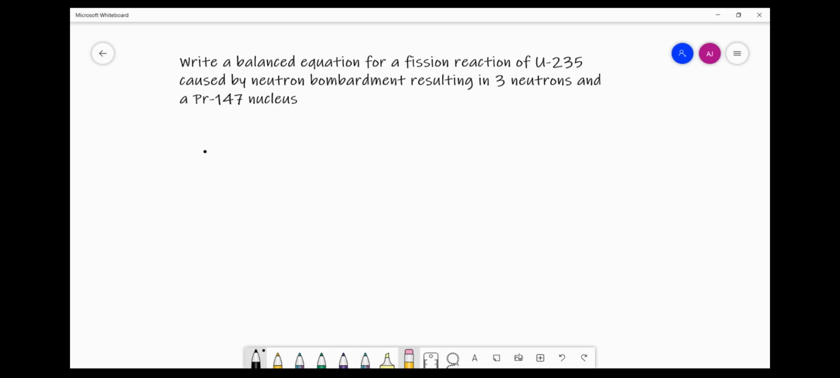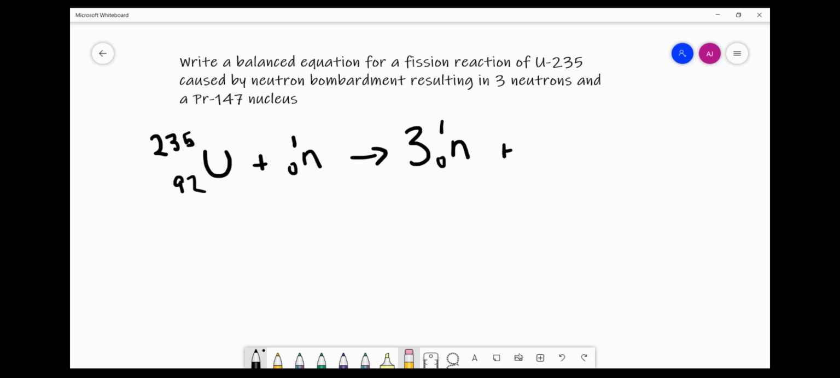Okay, so first of all, we have a fission reaction with U-235, uranium, caused by neutron bombardment. We'll always assume that only one neutron is involved. And then it says we've got 3 neutrons and a Pr-147 nucleus. And then we'll just go on the periodic table and remind ourselves that that is element number 59.